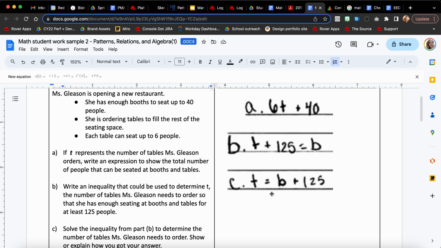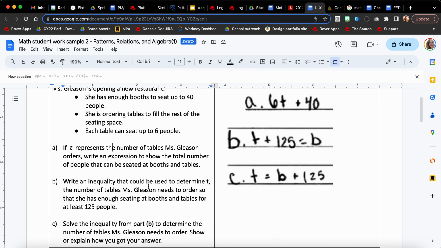What I'd like to see if you retry this to resubmit is to use what you found in part A so successfully, and see how we can have that influence part B, which would then help influence part C. So let's see what B is asking. Write an inequality that could be used to determine t. So you incorporated t, which is great, into your answer for part B, in order to find the number of tables that Miss Gleason needs to order so that she has enough total seating at booths and tables to seat at least 125 people.